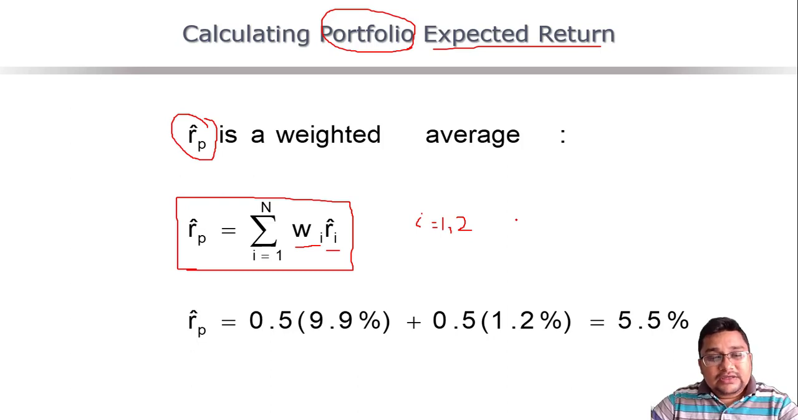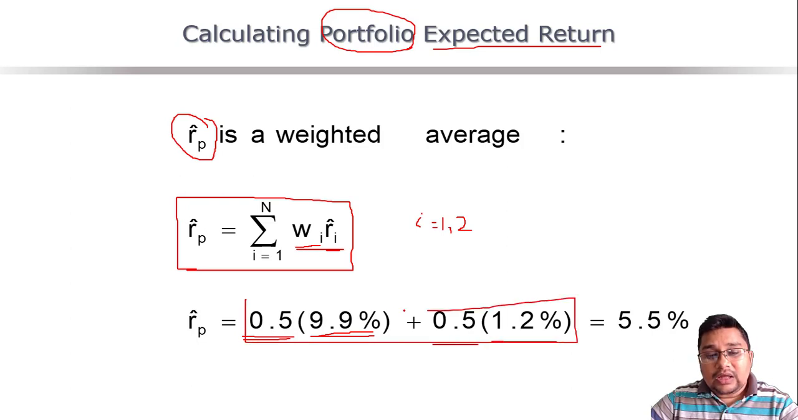So let us think about the first asset. The first asset has 9.9% expected return, and we have invested 50% in this asset. So how can we construct this? W1 R1: 0.5 is the weight of asset 1 in the portfolio, and 9.9% is R1, that means the first asset's expected return. Similarly, for the second asset, the expected return is 1.2% and the investment percentage in the second asset is 0.5, that means 50%. If we do this calculation, we get the portfolio expected return, which is 5.5%.